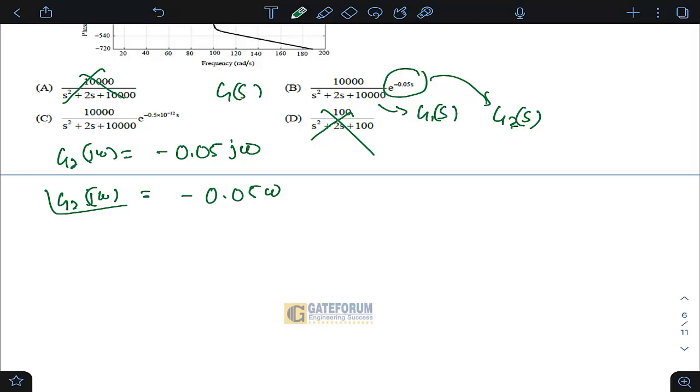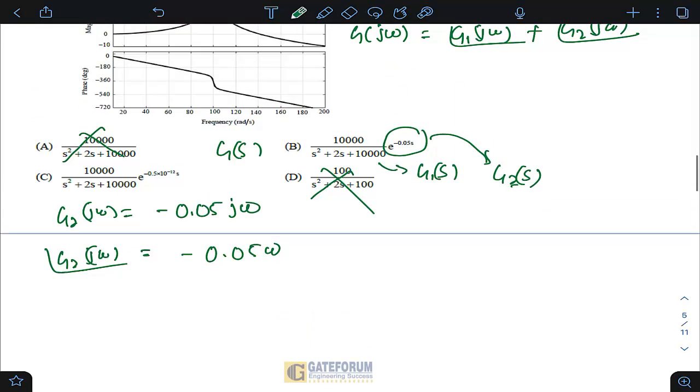So let us say that we are finding its corresponding phase at a frequency of 100. I mean, how much phase is contributed by this transfer function at frequency 100? Why am I taking 100? Because you can take any point, actually, for reference. So I am taking 100 so that the calculation will be easy. So it is minus 0.05 into 100, how much is this?